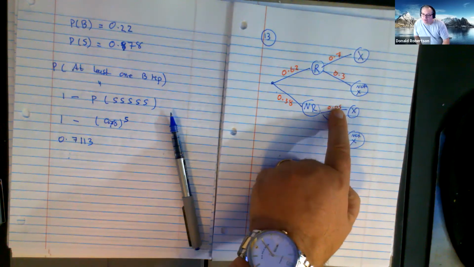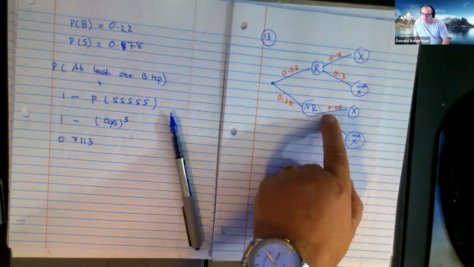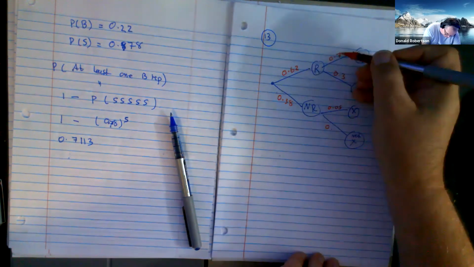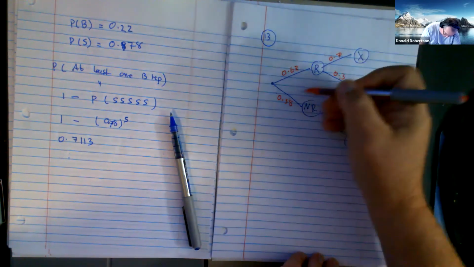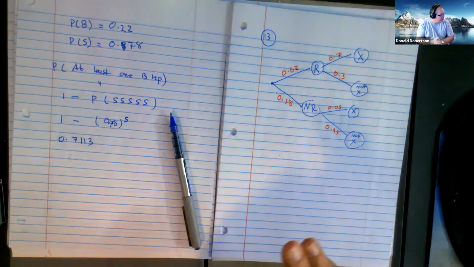Okay, so this is 0.05. What's the not X, this pathway here? Remember, they always add up to 1. So if you know one, you can get the other. 0.95. Correct. So that's the tree diagram constructed.